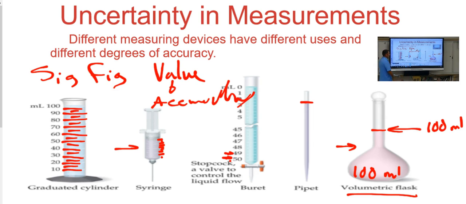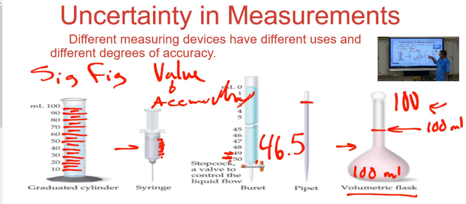So if I had this, I would say I measured 100 milliliters. And people would know this is not an accurate value. It's around 100. If I use this, I'd have 46.5. A person interpreting would know that you only know that it's 46 point something.